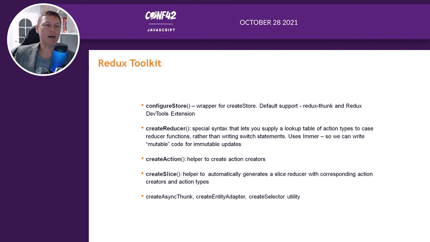So I just want to remind a few things that Redux Toolkit has. Redux Toolkit has configureStore. It's a helper, or wrapper, for createStore. It helps us to create a store very easily, with just a few lines of code. And by default, it supports Redux Thunk, but usually I use Sagas, so you can easily configure Sagas as well. And also it supports the Redux DevTools extension. It has the createReducer function. It has createAction, createSlice, and some additional utilities.